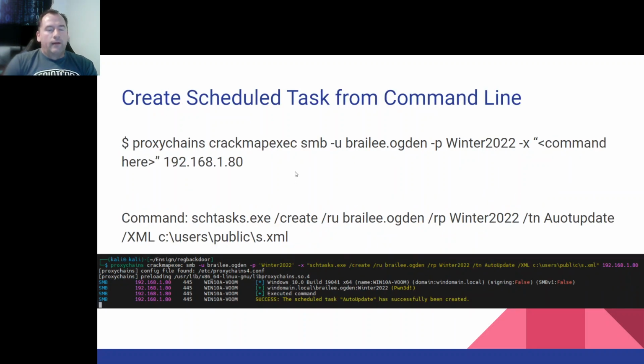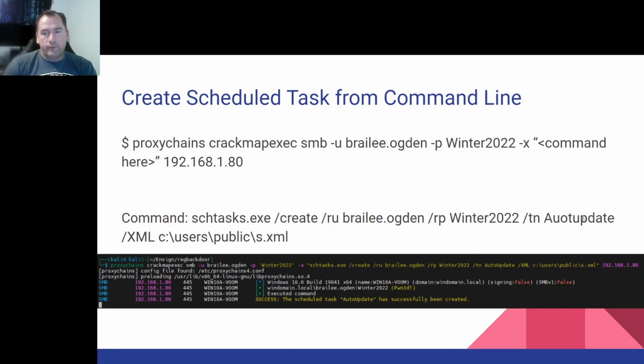The next step is then to create the scheduled task from the command line that reads in that XML file and creates the scheduled task. So again, proxychains minus lowercase x, and then here's the command you want to execute. Scheduled tasks create with the user account and the password. This is the name of the task.